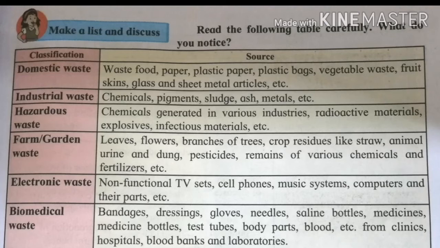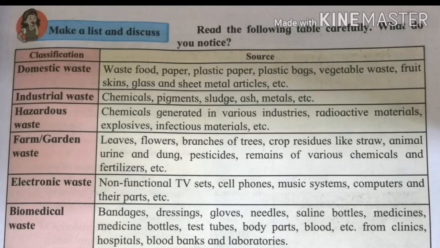Farm waste: leaves, flowers, branches of trees, crop residue like straw, animal urine and dung, pesticides, remains of various chemicals and fertilizers, etc. Electronic waste: non-functional TV sets, cell phones, music systems, computers and their parts, etc. Next is biomedical waste: bandages, dressings, gloves, needles, saline bottles, medicine bottles, test tubes, body parts, blood, etc., from clinics, hospitals, blood banks and laboratories.